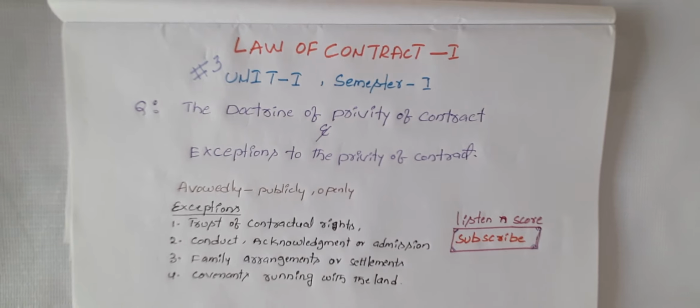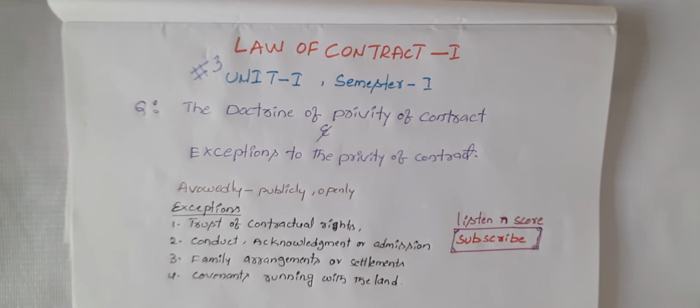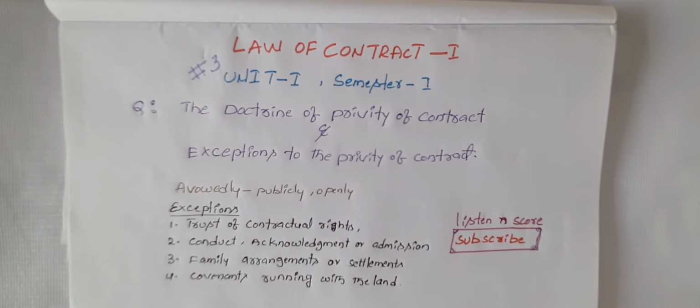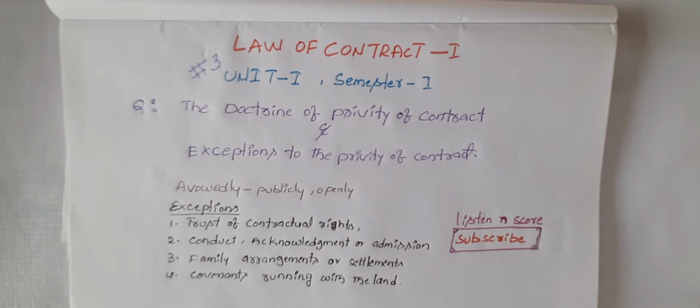Now, the third exception, family arrangements and settlements. Where under a family arrangement, the contract is intended to secure a benefit to a third party, he may sue in his own right as a beneficiary. Family arrangements include such things as provision for marriage expenses or maintenance.